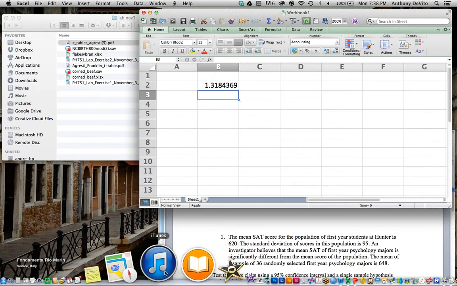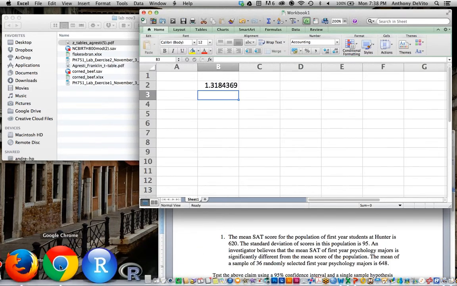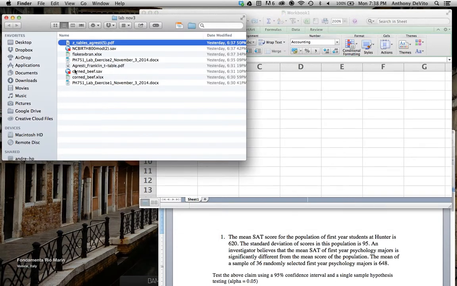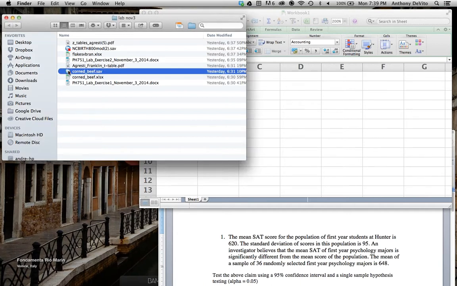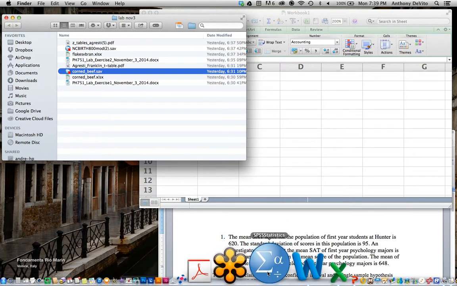But let's take a look at SPSS. I'm going to open up SPSS. I put this one on Blackboard, but here's one sample. Okay, it should start up. Yep, it's bouncing. That's a good sign.